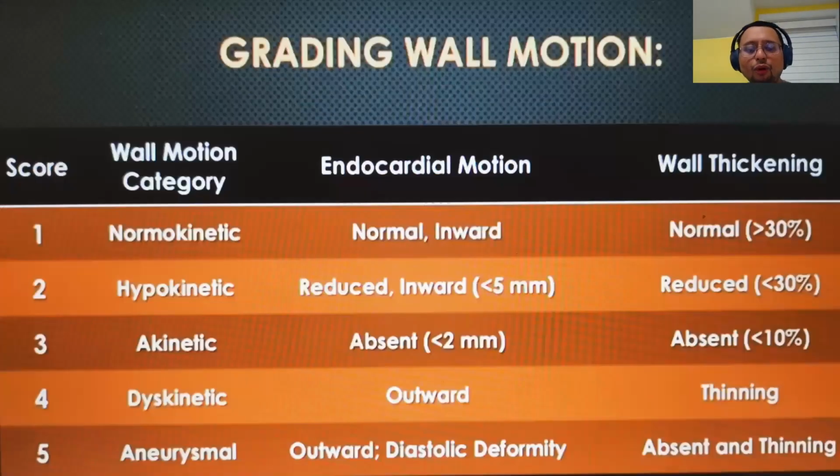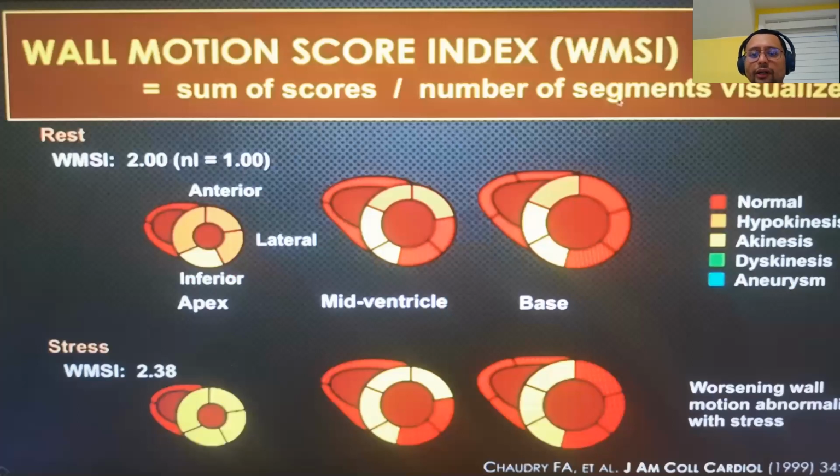So this is the grading of wall motion. The score is 1 to 5. Score 1 is normokinetic, 2 is hypokinetic, 3 is akinetic, 4 is dyskinetic, and 5 is aneurysmal. Sometimes in echo, they want you to recognize something called the wall motion score index. So what is the wall motion score index? I explained previously that you can see all the left ventricular walls in these three pictures here. In the basal, mid, and apical short axis views, you can see all the ventricle there. The same goes for apical 4, apical 3, and apical 2.